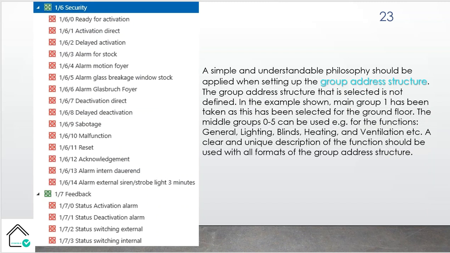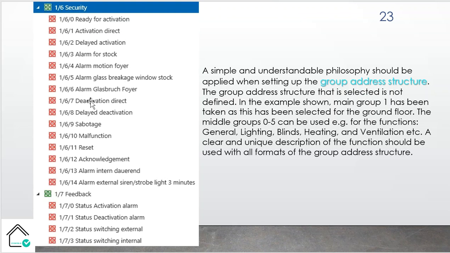You can see the nice functional block for security systems, and the feedback is provided by the book. You can see the activation of the system, alarm motion, alarm glass, deactivation, different D lanes, reset of the system, acknowledgement of the system. You can see there are many group addresses used to control the security. Of course, it really depends on your project.